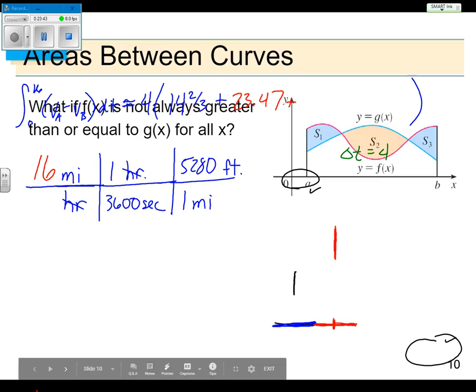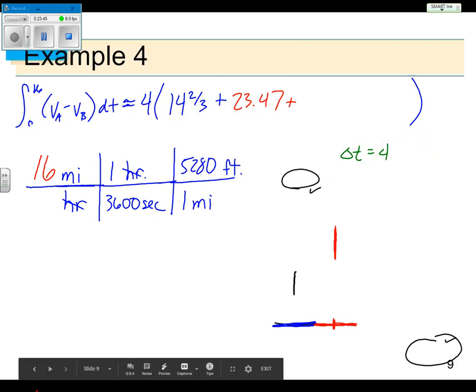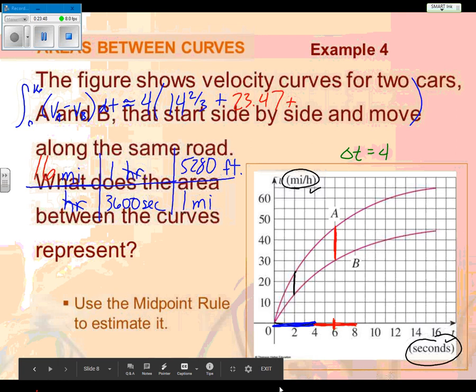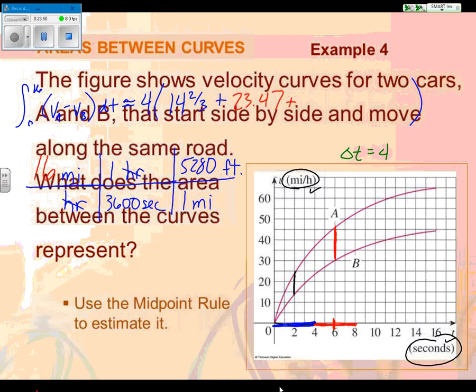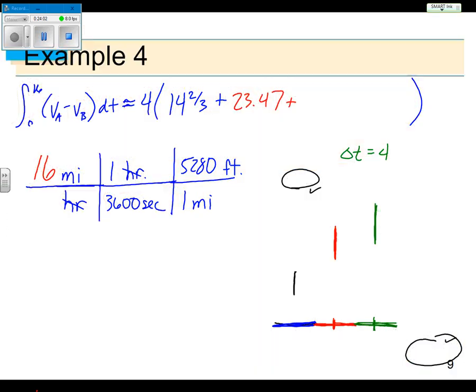Okay, let's go again. Let's go back. Again, from 8 to 12 right here, the midpoint is 10. So the difference between their velocities at 10, I got to be about 19 miles an hour. If you think it's something different, you can definitely use that. But now I'm just going to plug in 19 miles an hour and change that to feet per second. And that gave me 27.87.